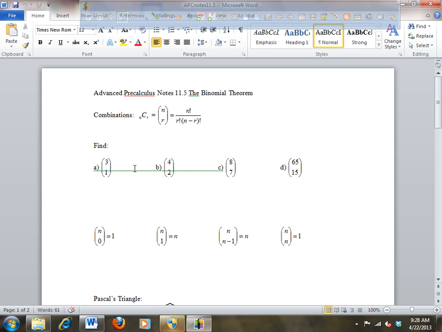How do I get rid of this again? Someone showed me. I forget. F7, I don't know.